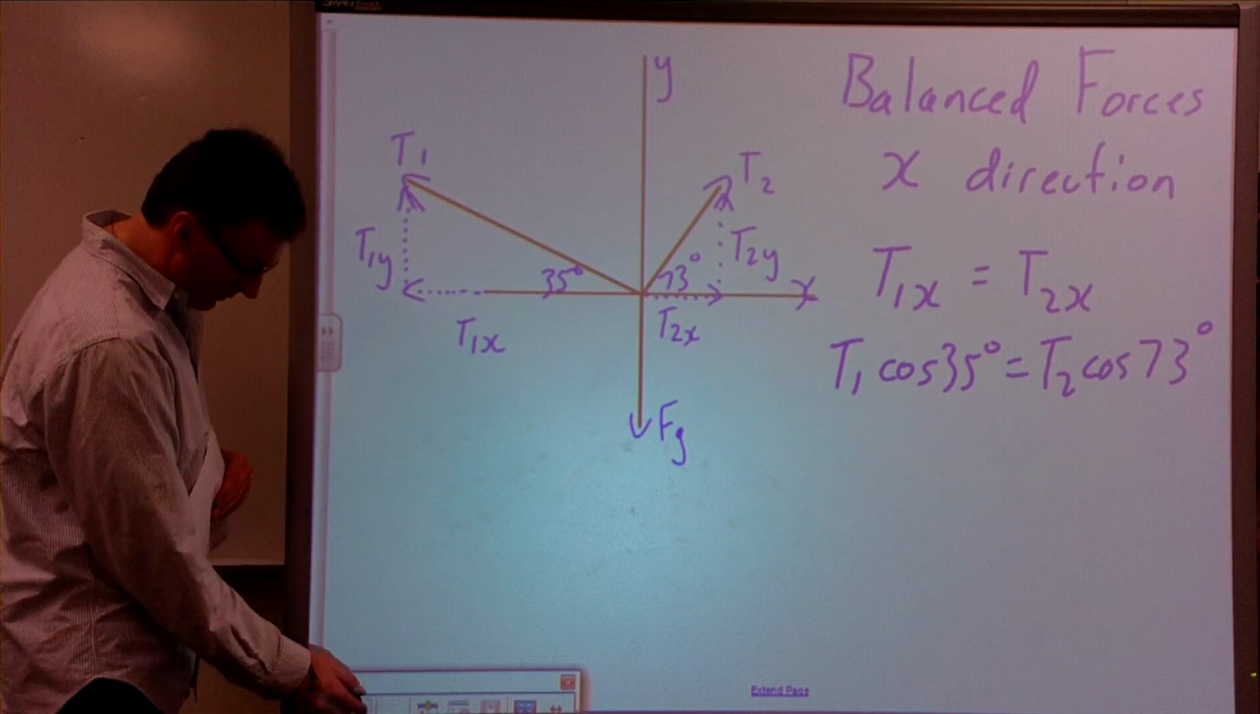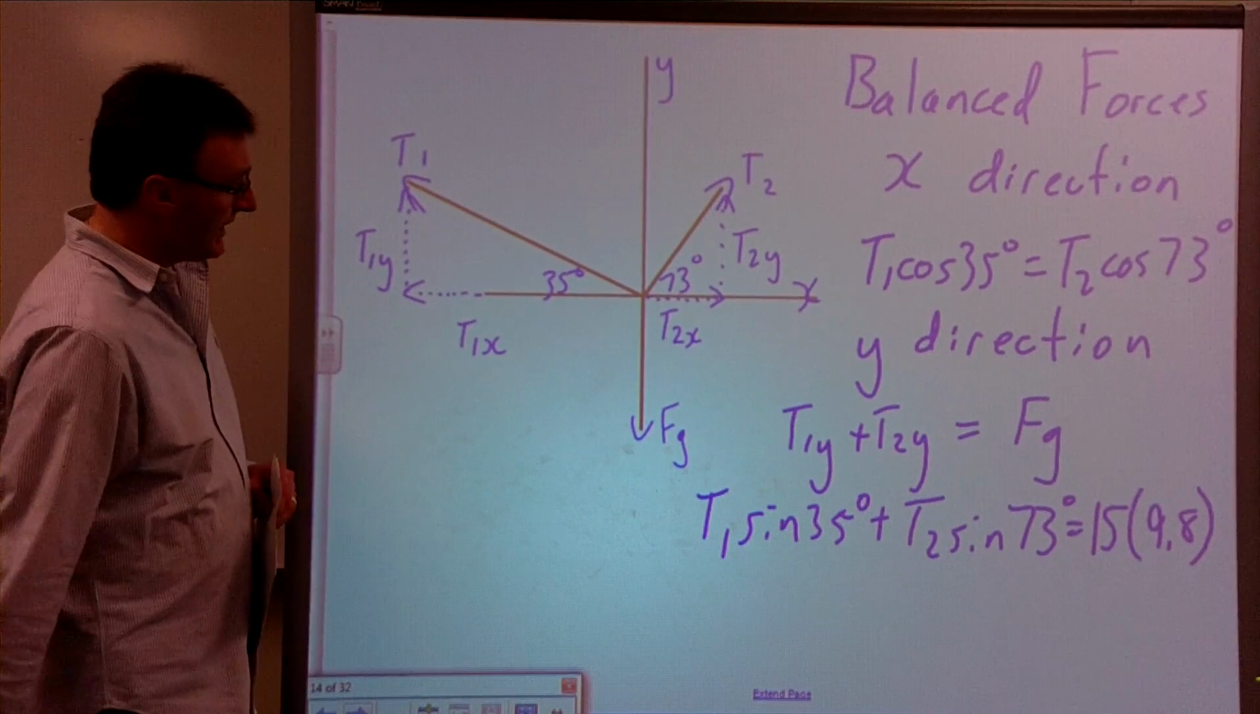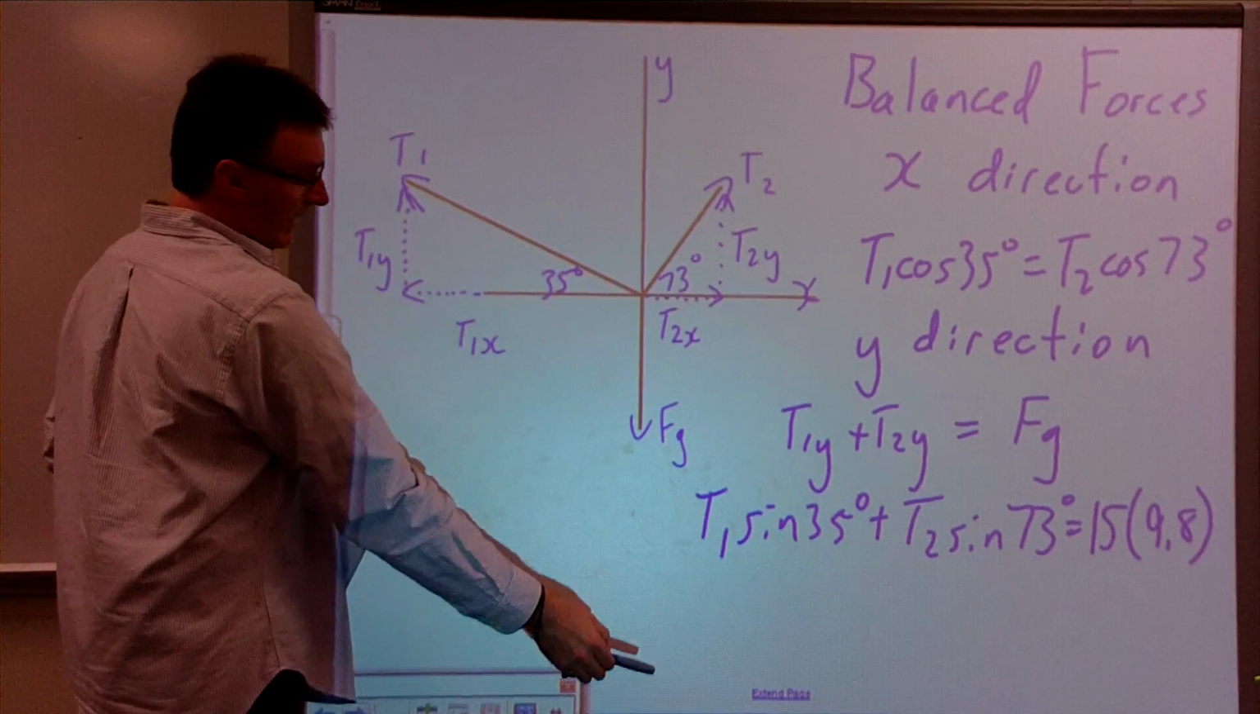So let's move on to the y direction then. So in the y direction, we have the two components again. We have T1y, T2y.